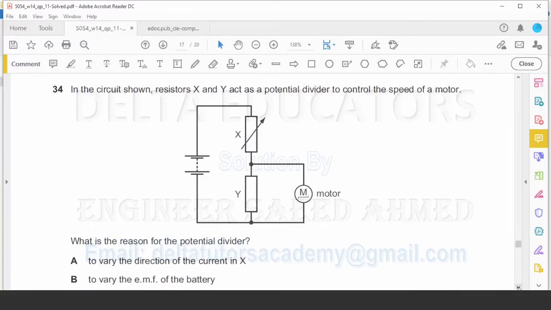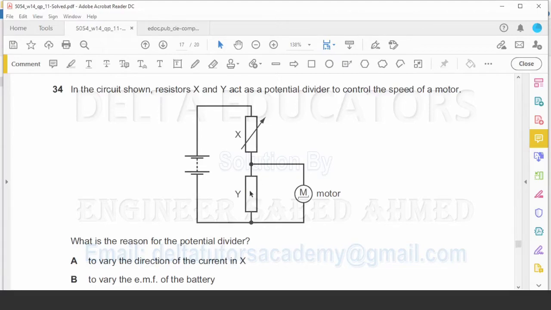Question number 34. In the circuit shown, resistors X and Y act as a potential divider to control the speed of a motor. What is the reason for the potential divider? Here this X is a variable resistor. If we increase the resistance of this resistor, then the voltage will also be increased because according to Ohm's law, V is equal to IR. So increasing the resistance, the voltage will be increased. If we increase the voltage of this X, then the voltage across Y will be decreased, because here the total EMF, the total voltage of the battery, is constant. So if this voltage is increased, then the other will be decreased.